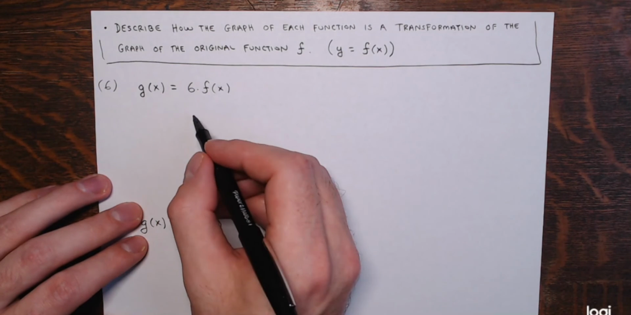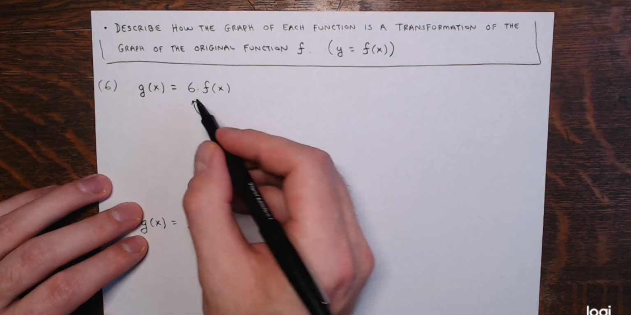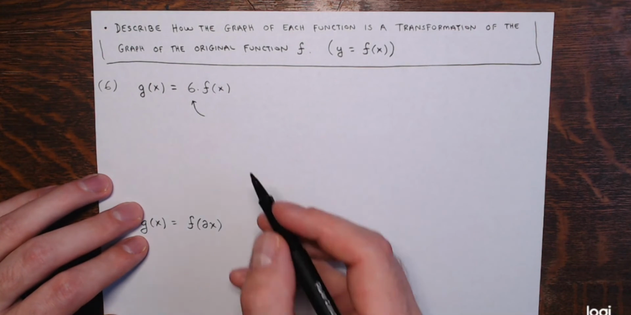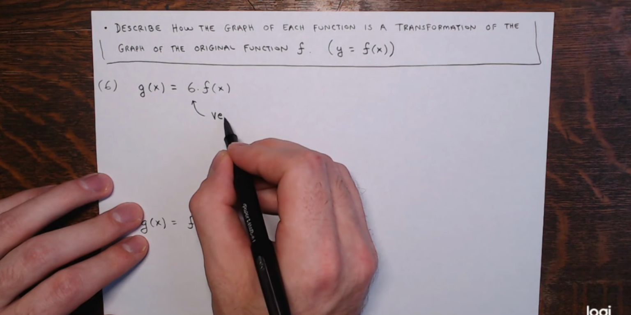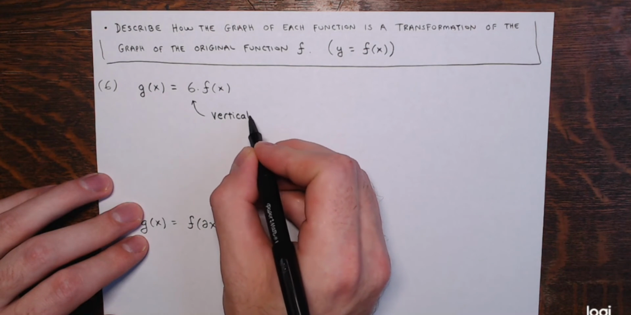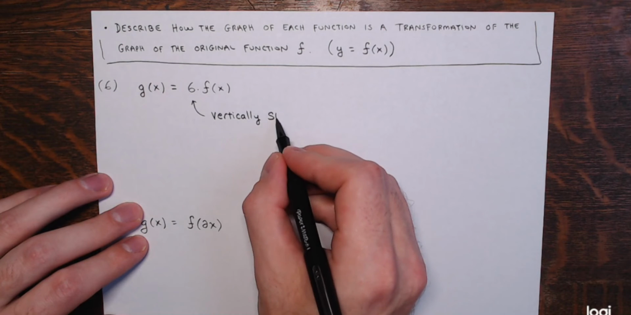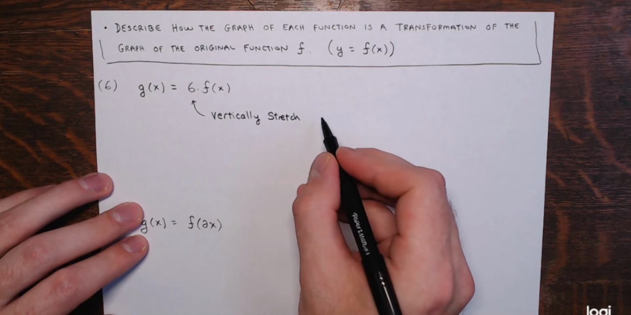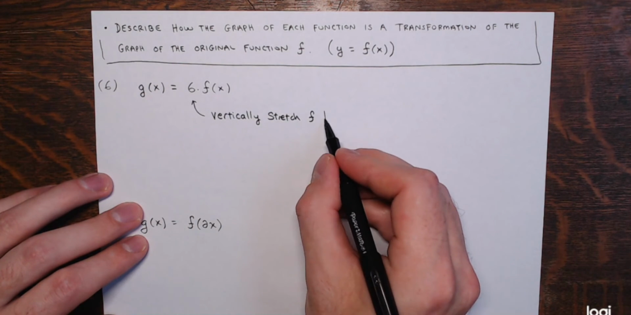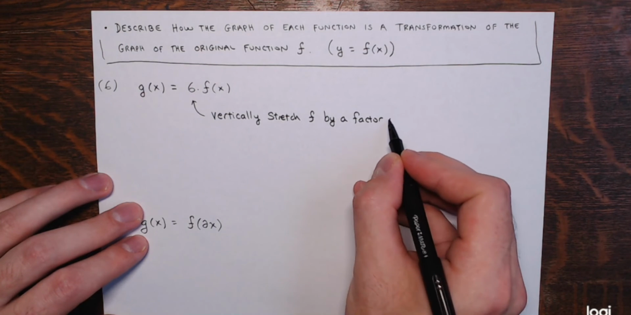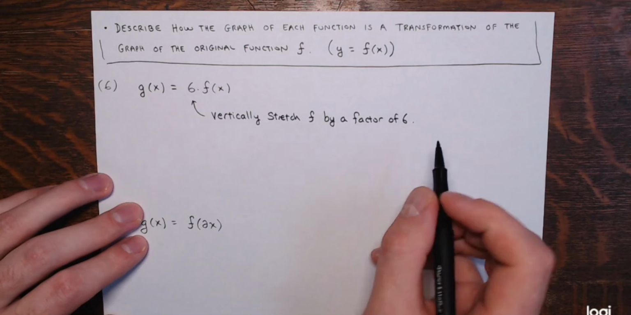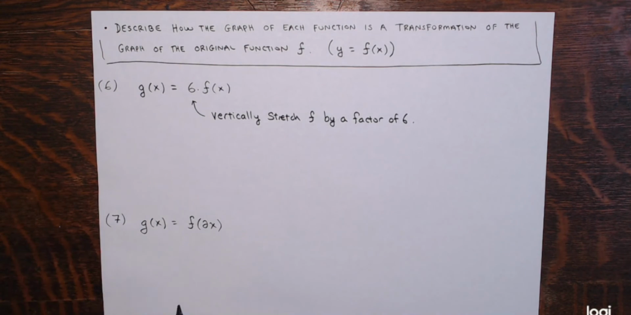So this is going to cause some sort of vertical stretch or compression. And this should vertically stretch, since that's a number bigger than 1. This should vertically stretch f by a factor of 6. All right, the vertical stuff is nice. It's just 6, and that's the factor it'll stretch by. And that's all they want. They just asked us to describe what would happen.